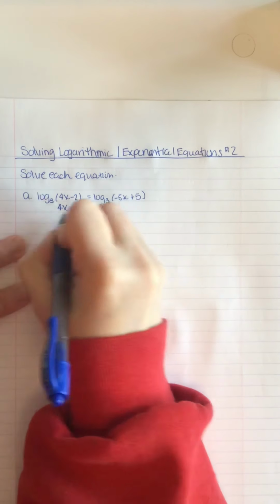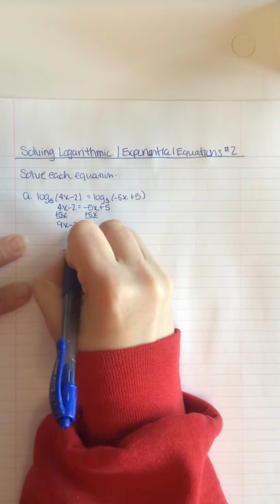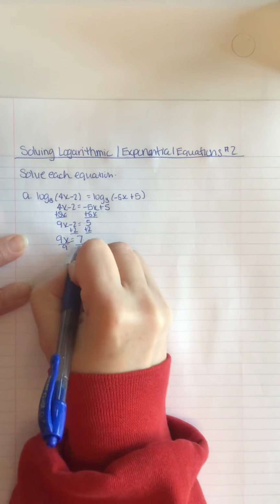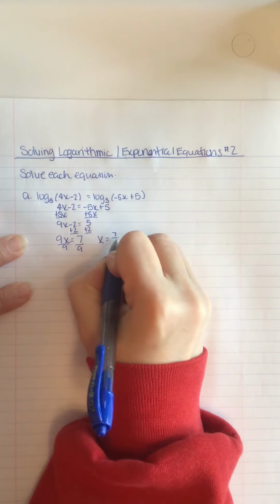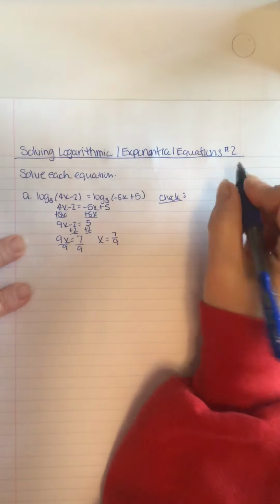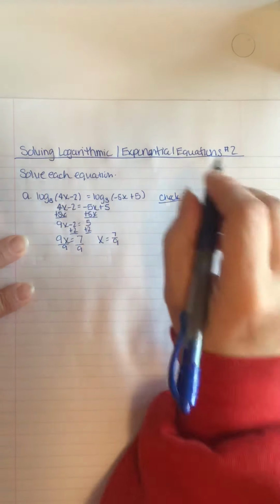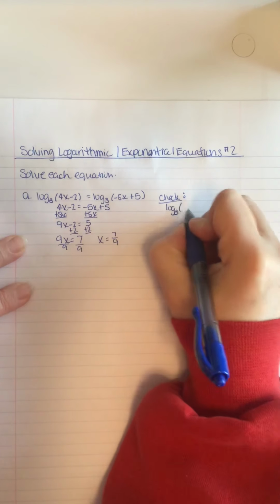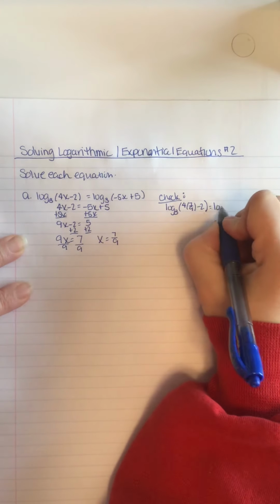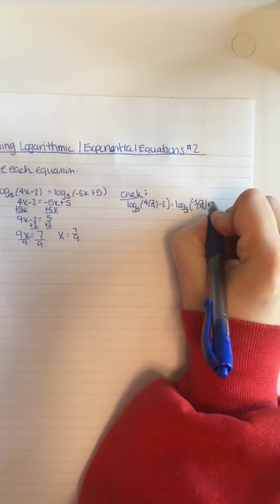We just add 5x. We get 9x minus 2 equals 5. And then we would add 2. So we get 9x equals 7, and we divide by 9. X equals 7 over 9. And then you have to check this. What we're doing is checking, because if it makes whatever you're taking the log of negative, we know that cannot work. So to check it, we plug in, we have log base 3 of 4 times 7/9 minus 2. Does this equal log base 3 of negative 5 times 7/9 plus 5?